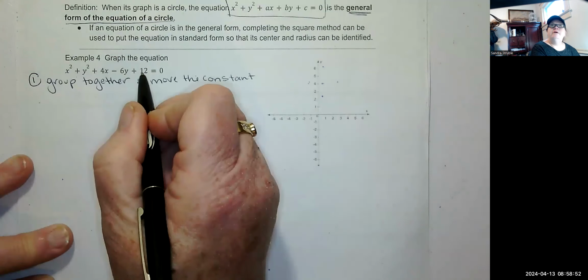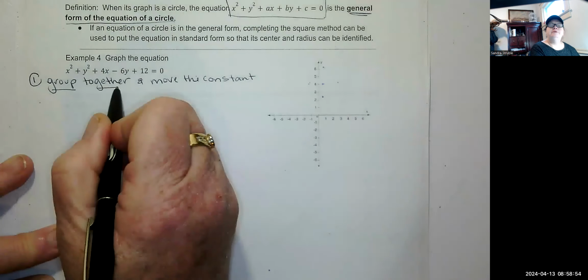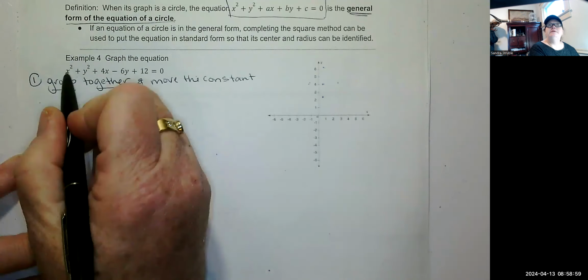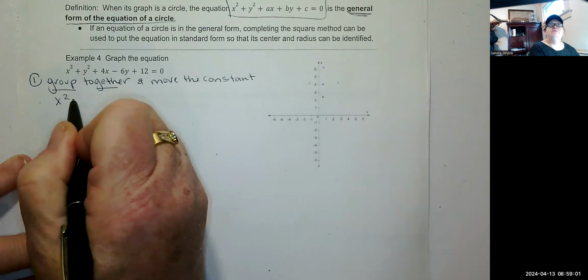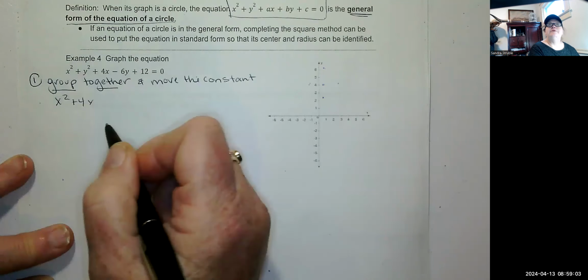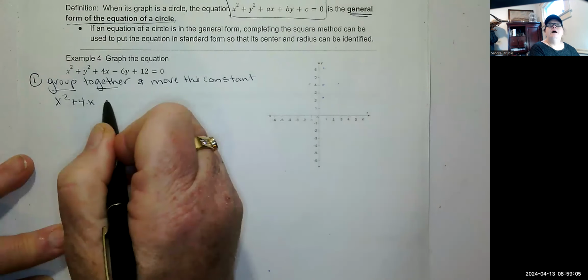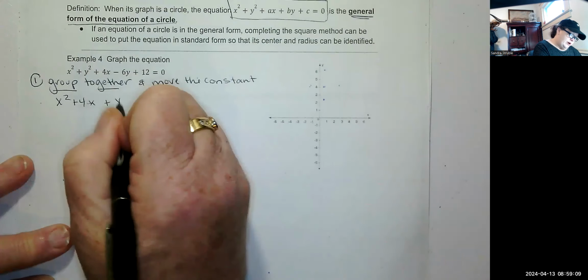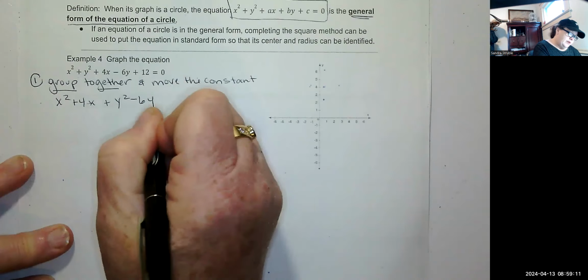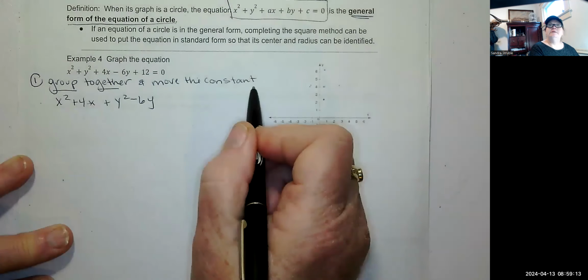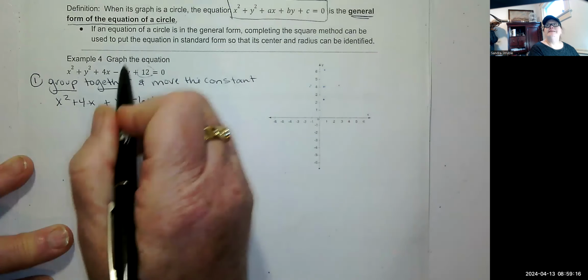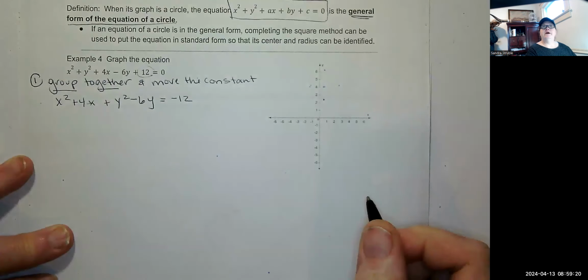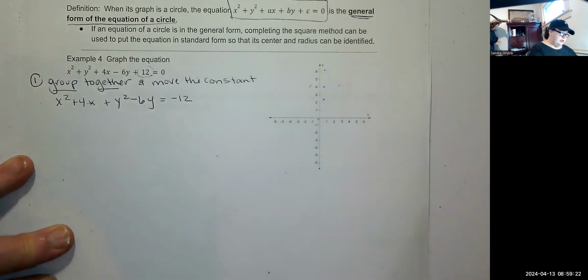The constant is the one that does not have the variable with it, which is the 12. When I say group together, and please put this in your own words, that means x squared plus 4x. I want my x's together. I also want my y's together, so y squared minus 6y. And when I say move the constant, that means move the 12 to the other side of the equal sign, is equal to negative 12.